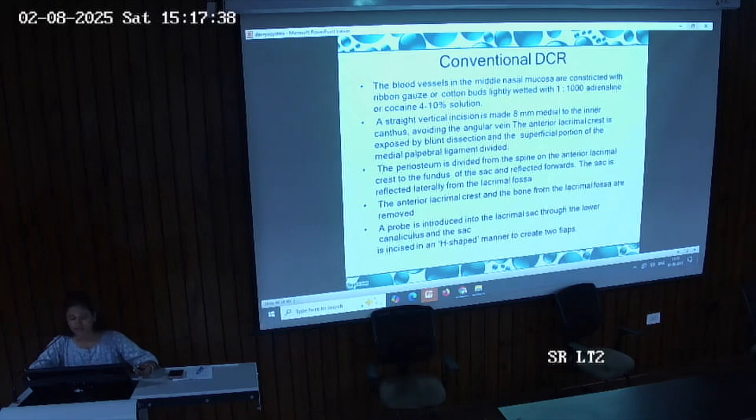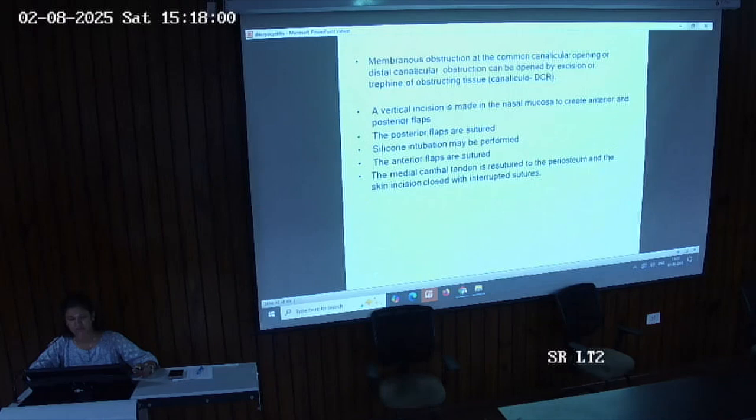The periosteum is divided from the spine and the anterior lacrimal crest to the fundus of the sac and reflected forwards. The sac is reflected laterally from the lacrimal fossa. The anterior lacrimal crest and the bone from the lacrimal fossa are removed. A probe is introduced into the lacrimal sac through the lower canaliculus and an H-shaped incision is made to create two flaps.